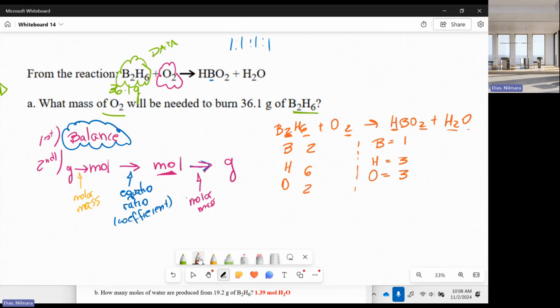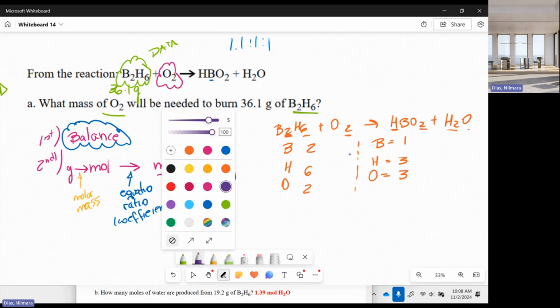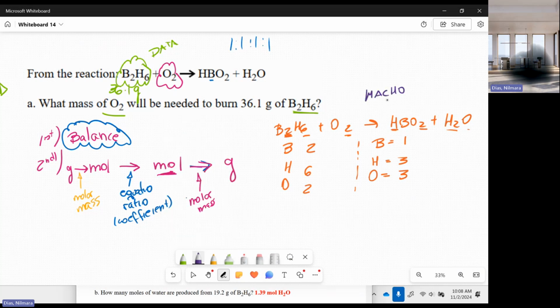Let's start over here. Let's use another color. The first thing that I'm gonna do is remember that I can use the macho rule. So we're gonna start with metals. We don't have any metals. We have boron, hydrogen, and oxygen. So I'm gonna start with the nonmetals. So I have boron over here. It's a metalloid, not a metal, right? So it's 2 over here, and here I have 1. So we're gonna put 2 over here.